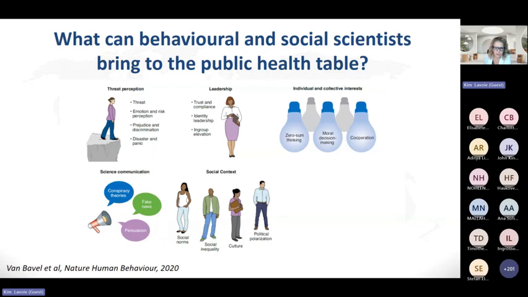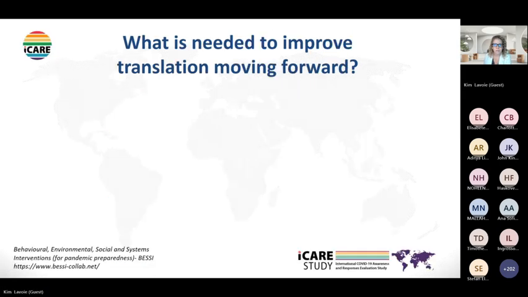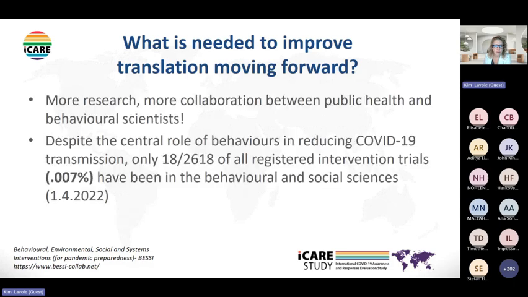How do we leverage factors from the social context? How do we leverage social norms and how people tend to adopt more behaviors if they perceive them to be normative? And then how do we manage stress and coping, which was obviously a huge factor throughout the pandemic, and I think it still is. So what is needed to improve translation moving forward?